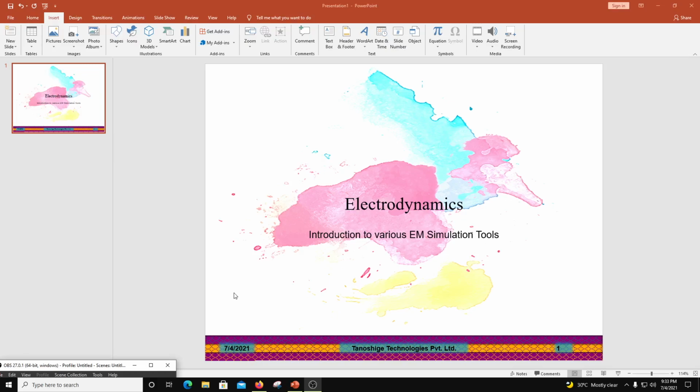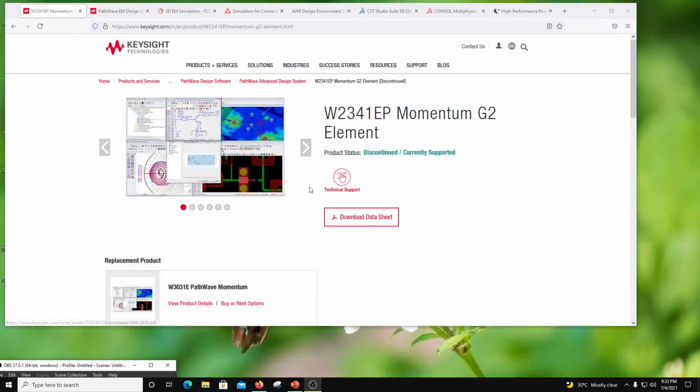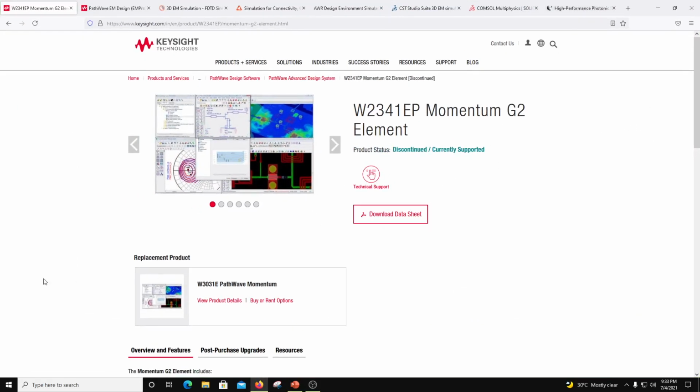So let's have a look at what's available in the market, and where it makes sense to focus, and which one you would be more comfortable with. Now it's a personal choice which tool you are comfortable with, but more or less inside they are almost the same. So I'm going to start with the first thing, this Keysight Momentum.